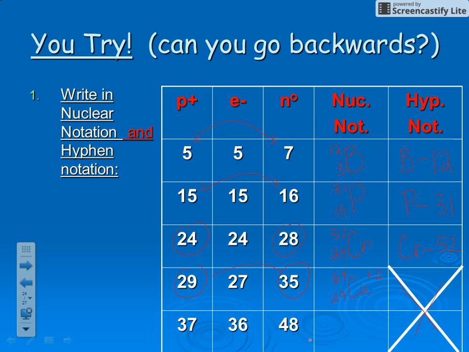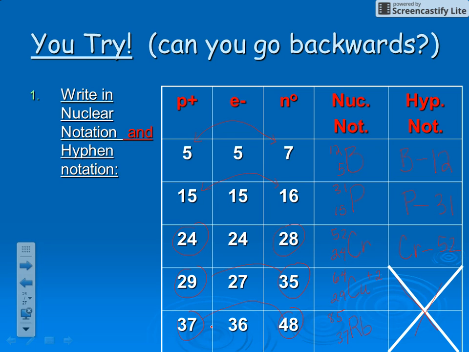For the last one, look at your atomic number, 37, so you can tell that's rubidium if you refer to your periodic table. Rb is the symbol. Put your atomic number down bottom, 37 goes down bottom. Add your protons to your neutrons again to get your mass number. That's your superscript that we put here, 85.